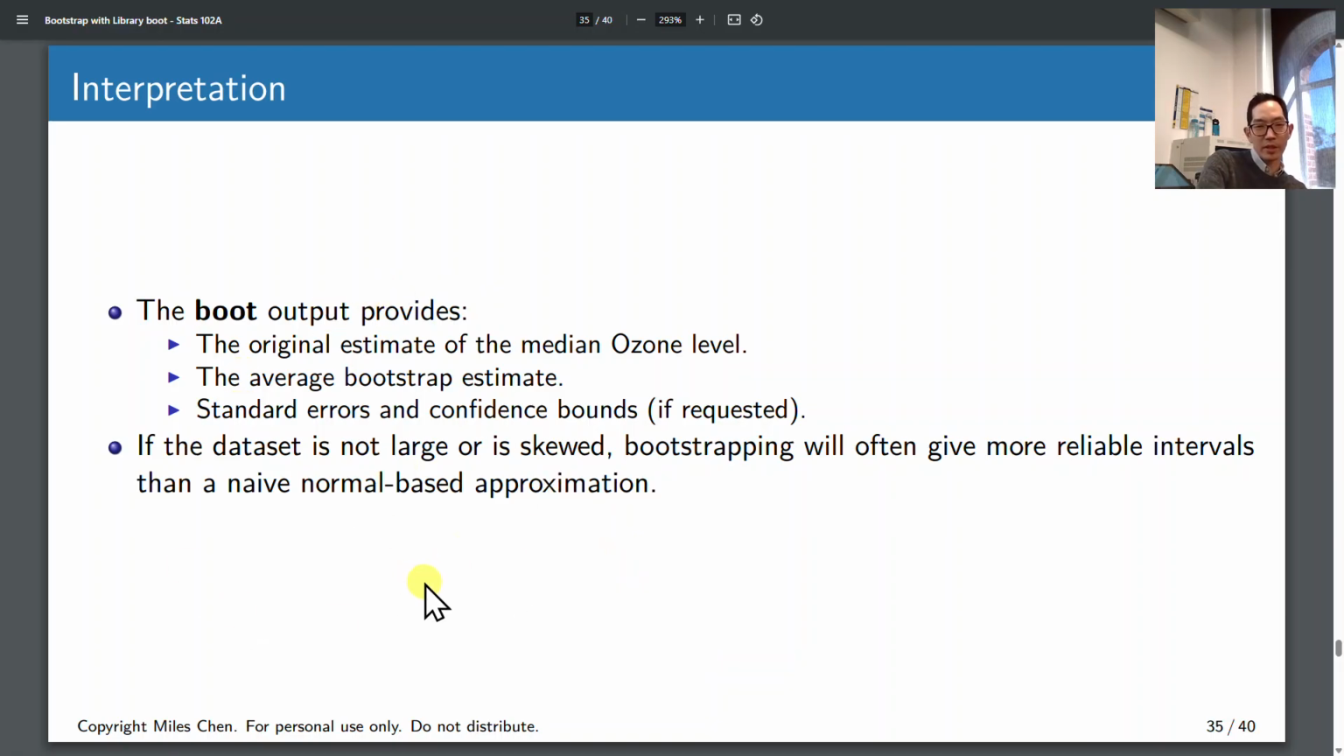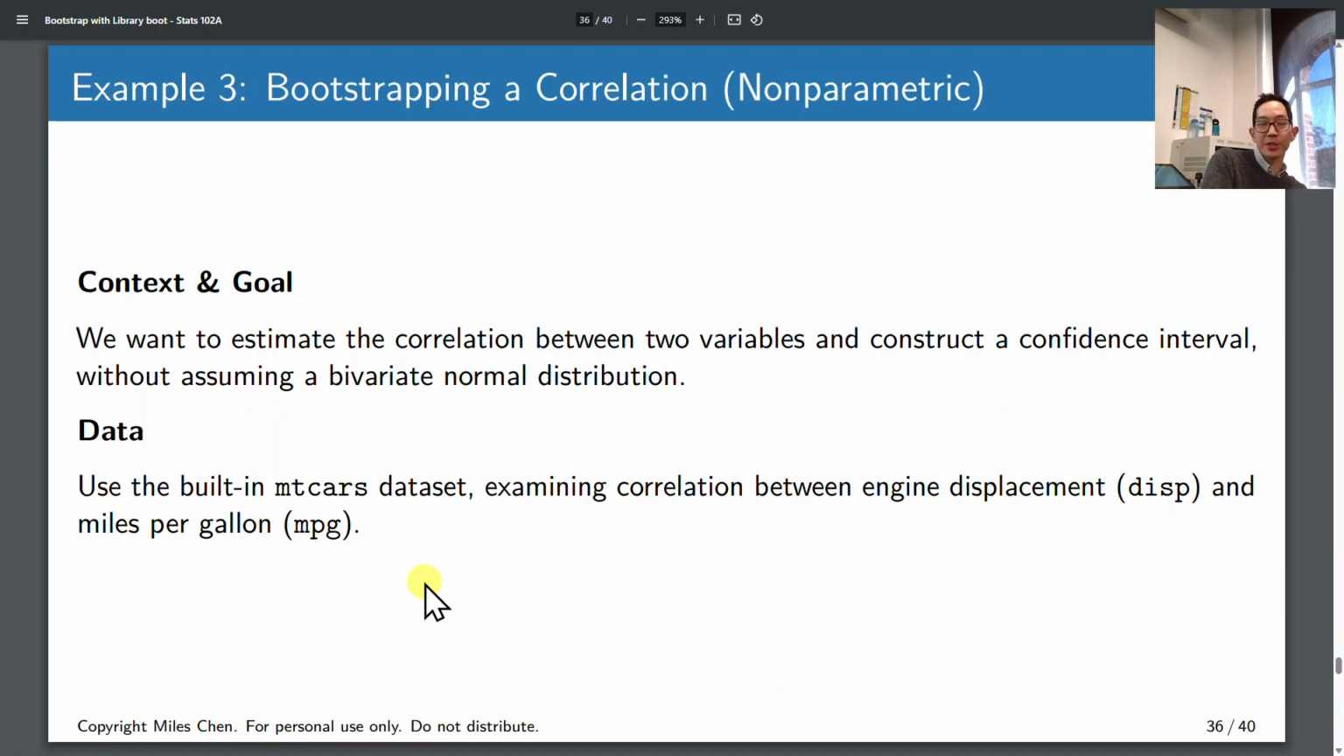So yeah, that's what we have. Okay, here's just another example where I'm going to bootstrap the correlation, okay? So here we want to create an estimate of the correlation between two variables. We'll make a confidence interval. We're not going to assume normal distribution. Here we're going to look at the data set mtcars, another built-in data set, and we're going to look at the relationship between engine size, displacement, and gas mileage, MPG.